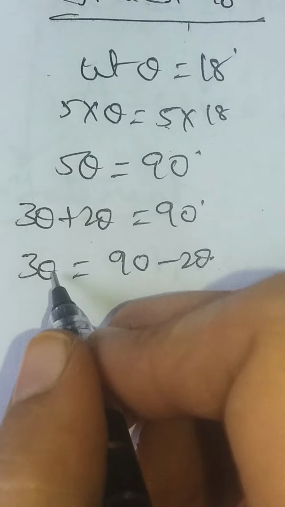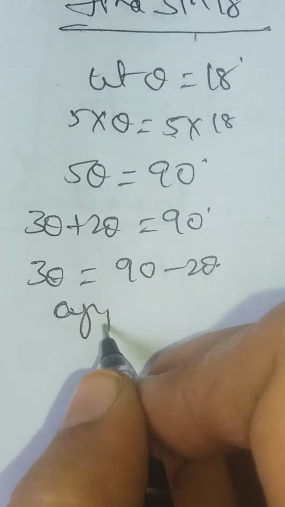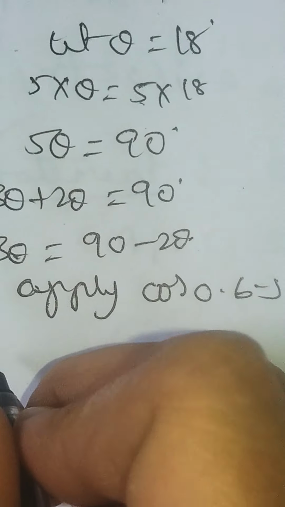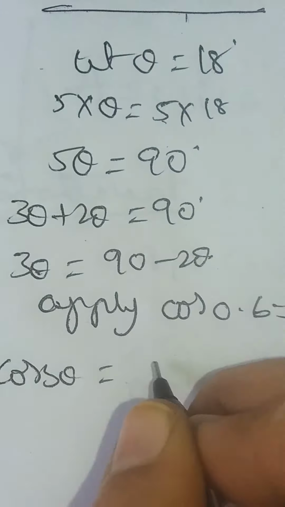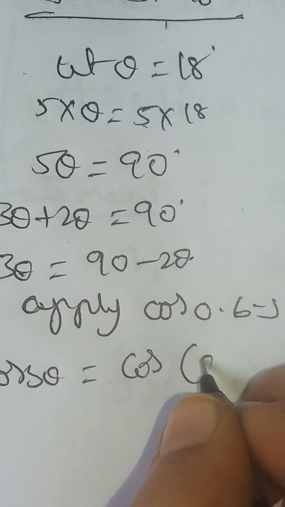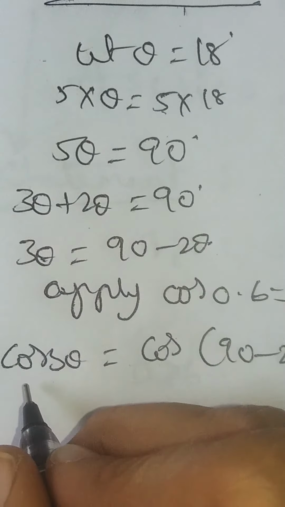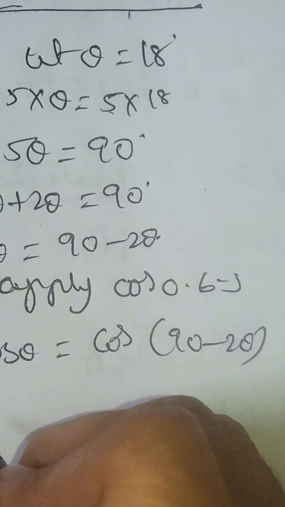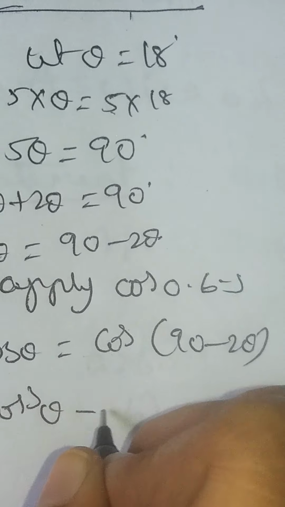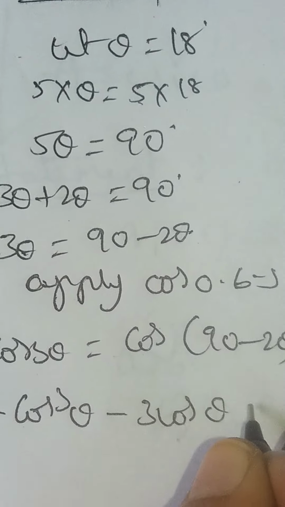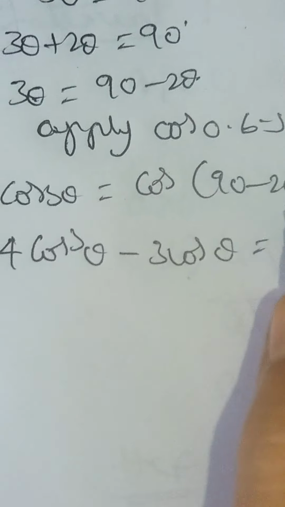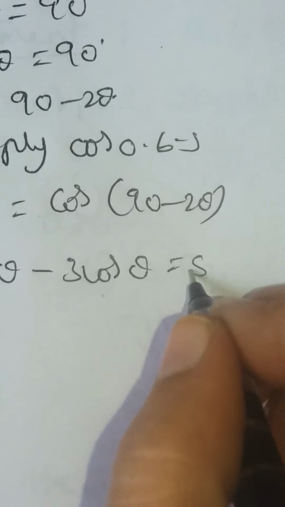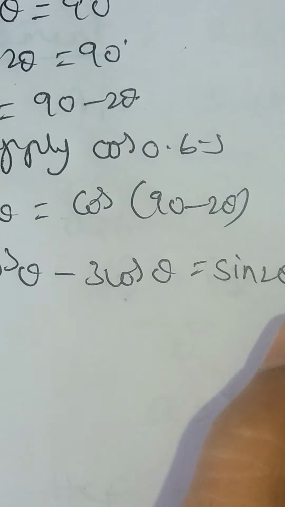Now apply cos on both sides. We will get cos 3 theta is equal to cos of 90 minus 2 theta. So we know the cos 3 theta formula. What is the cos 3 theta formula? 4 cos cube theta minus 3 cos theta is equal to cos of 90 minus 2 theta. Cos of 90 minus 2 theta is sin 2 theta.